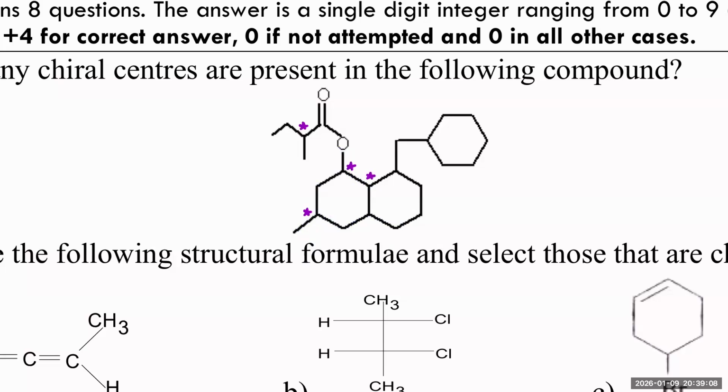The same logic applies here. This is also a chiral center. This is also a chiral center. Okay. So in total, how many chiral centers do we have? You can see in total we have six chiral centers in this case. I hope this point is clear.